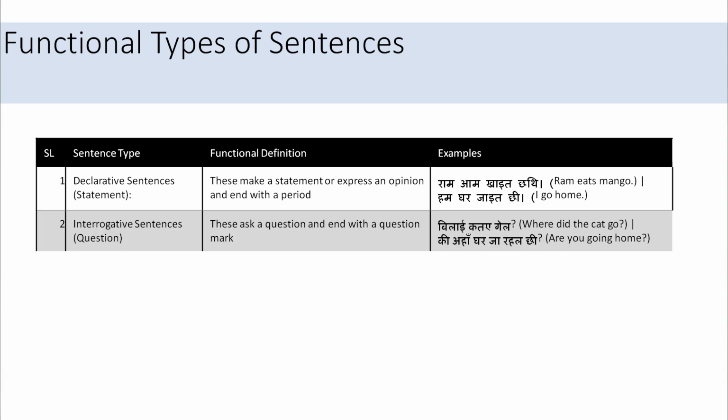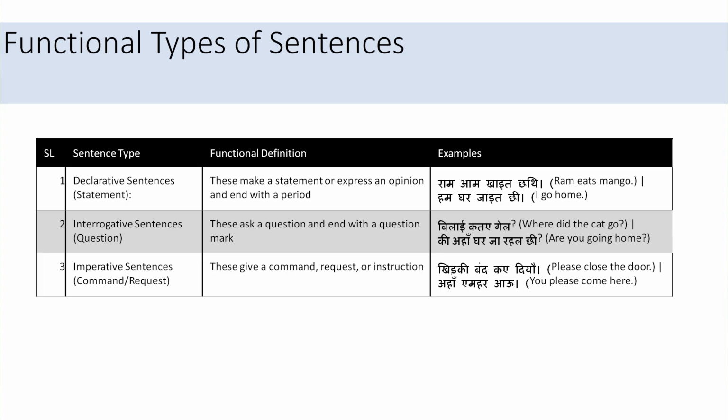Then you have interrogative sentences, or question sentences. These ask a question and end with a question mark. So, all questions are interrogative sentences. "Bilai kata gel" is a question which means, where did the cat go? "Ki aha ghar ja rahal chi", are you going home? That is another interrogative or question sentence.